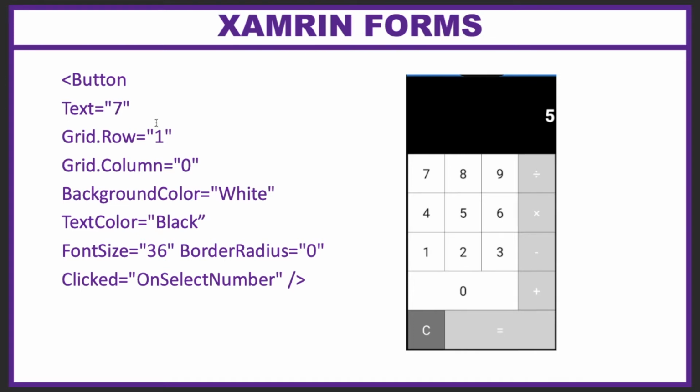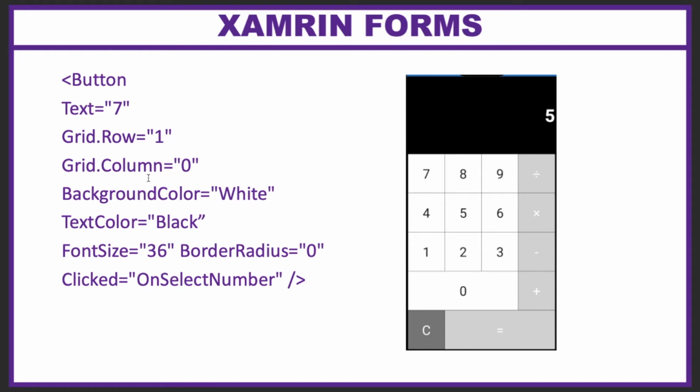For the text 7, this particular button we are defining, we are placing it in row 1 and column 0. This entire black area is taken by row 0, and this is row 1 and column 0. For 8 you have to place row 1 and column 1. The same way for 9 you have to define row 1 column 2. And for this divide operator, you need to define row 1 and column 3.